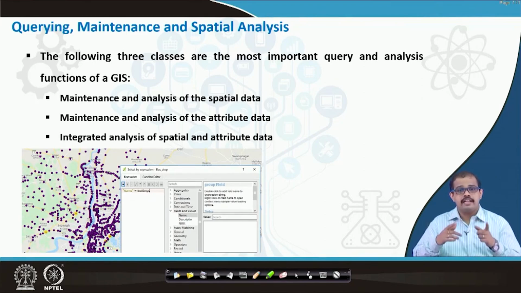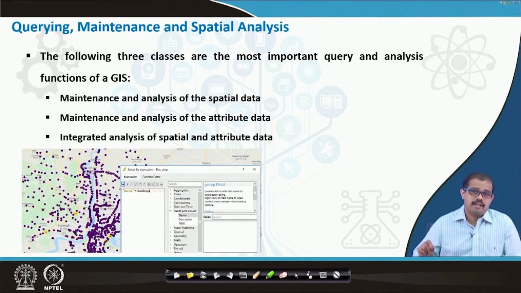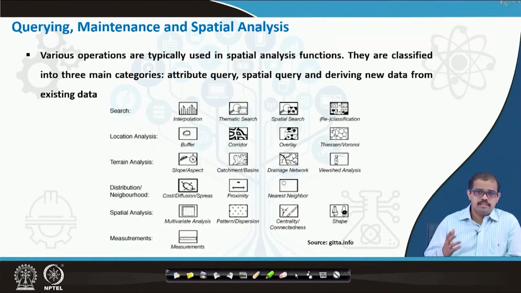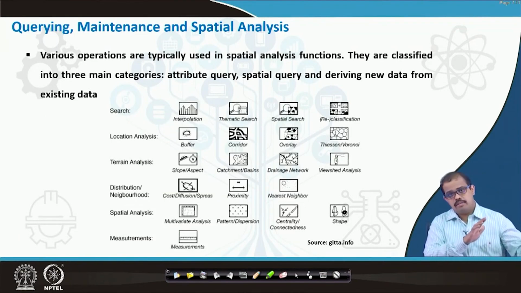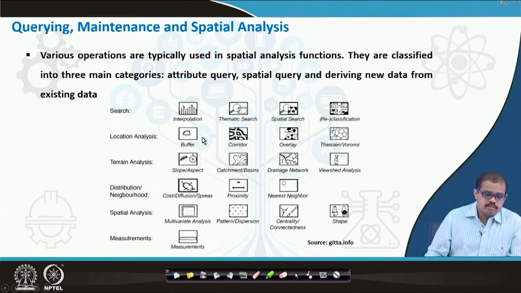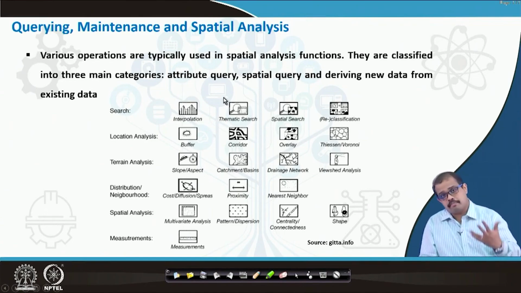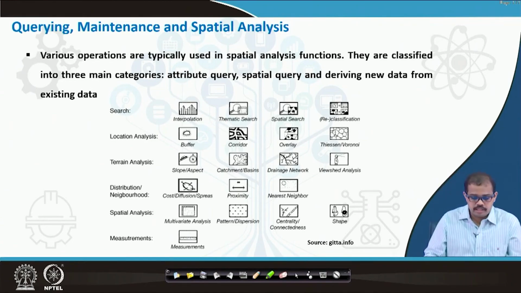Okay. Then integrated analysis of both spatial and attribute data. That is extremely important when you are looking at the entire database. So we can do various operations. You have attribute data, you have maintained the attribute data, you have spatial data, and using both you can do several operations on your database through spatial analysis. For example, you have a search operation, which can be a thematic search, a spatial search, etc. You have location analysis when you are looking at a buffer, a corridor, etc.